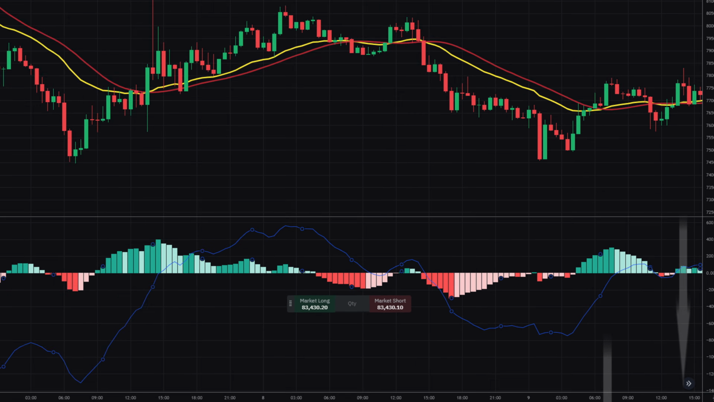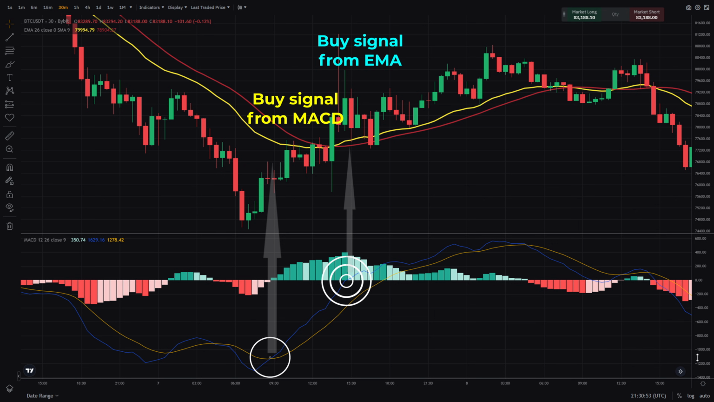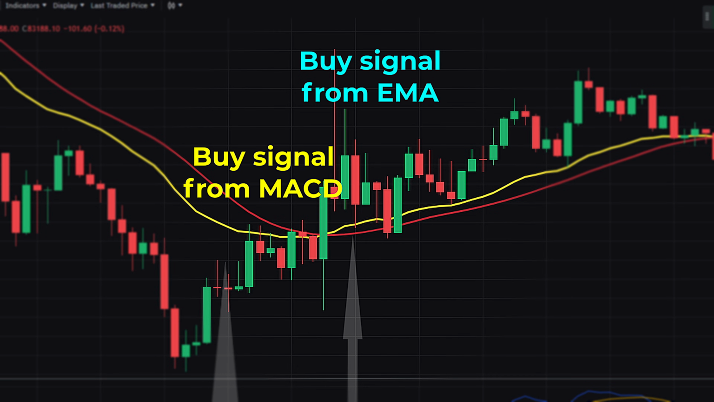The key difference? With MACD, we are focusing on the cross between the MACD line and the signal line, and that gives us signals earlier than just watching MA crossovers. So MACD is essentially a refined, faster signal built on moving average logic, and that's why I personally prefer using it as my primary momentum indicator.